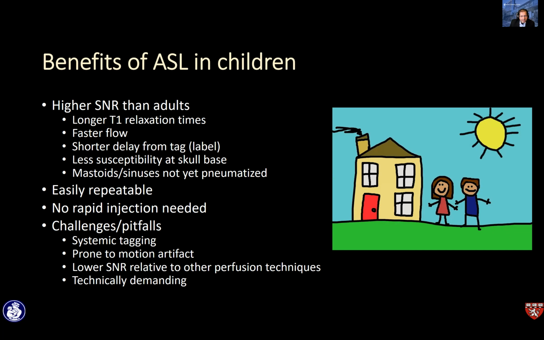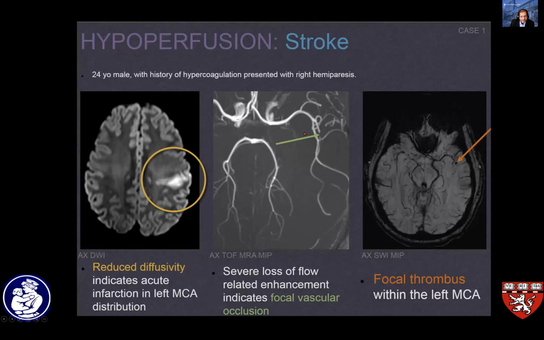The pitfalls are you can get systemic tagging, like I talked about. If you have really fast flow or really slow flow, then you have problems with the tagging. It's also prone to motion artifact, and children do move. So some motion corrections can be applied, but still it's a motion sensitive technique. You should remember this when you are interpreting it. And it's lower SNR relative to other perfusion techniques like DCE, and it's technically demanding, has to be done correctly, otherwise you get erroneous results.